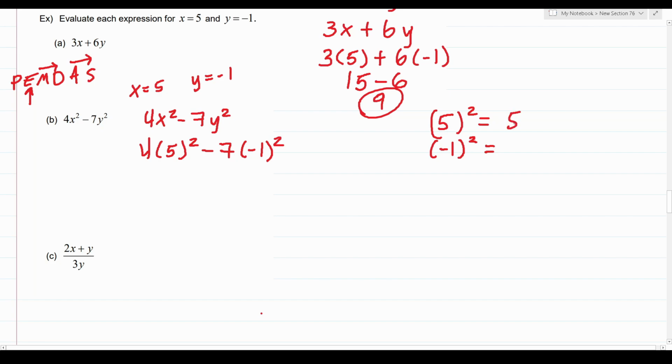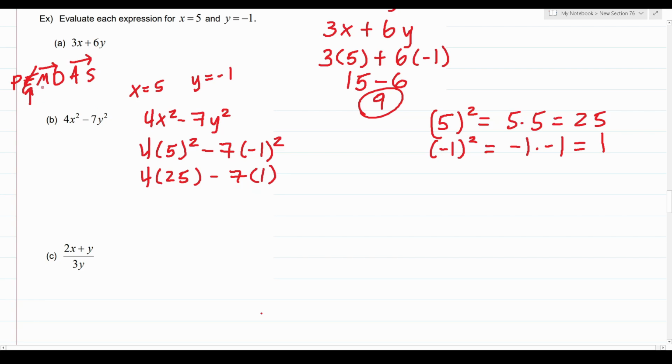5 squared is the same as 5 times 5, which is 25. And negative 1 squared is the same thing as negative 1 times negative 1. Negative times a negative is a positive. Negative 1 times negative 1 is just positive 1. All right, so let's substitute those in now. We have 4 times 25 minus 7 times 1. All right, so now we just have multiplication and subtraction left.